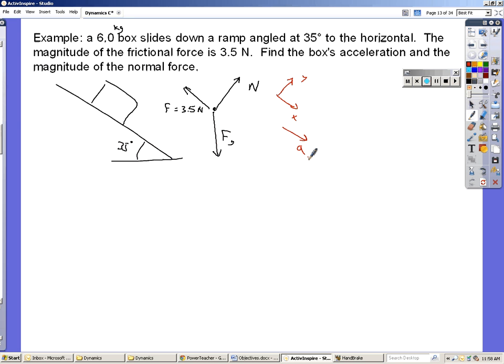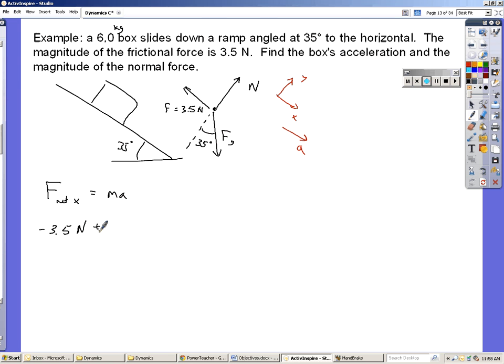And we will say that because the acceleration points down the ramp, the x component of the net force equals ma. And then we ask, which of these forces have an x component? Well, clearly, the friction force has an x component, and its x component is negative 3.5 newtons. The normal force does not have an x component, so we can ignore it for now. And that's good because we don't know what it is.